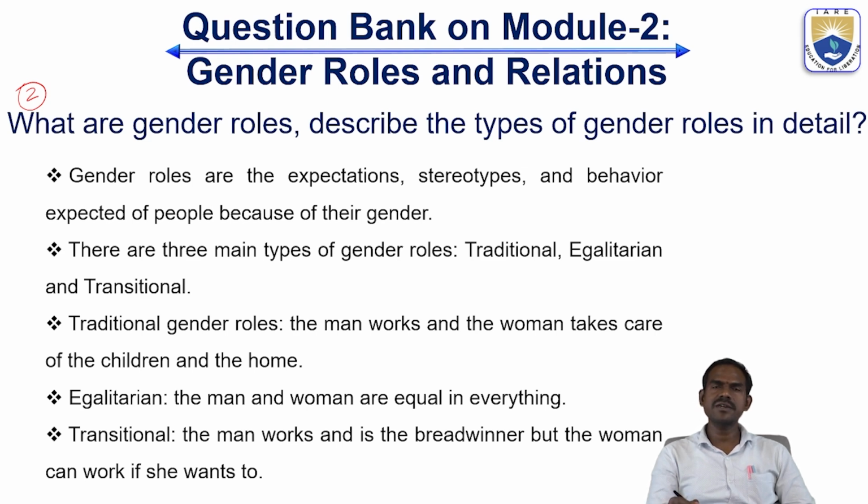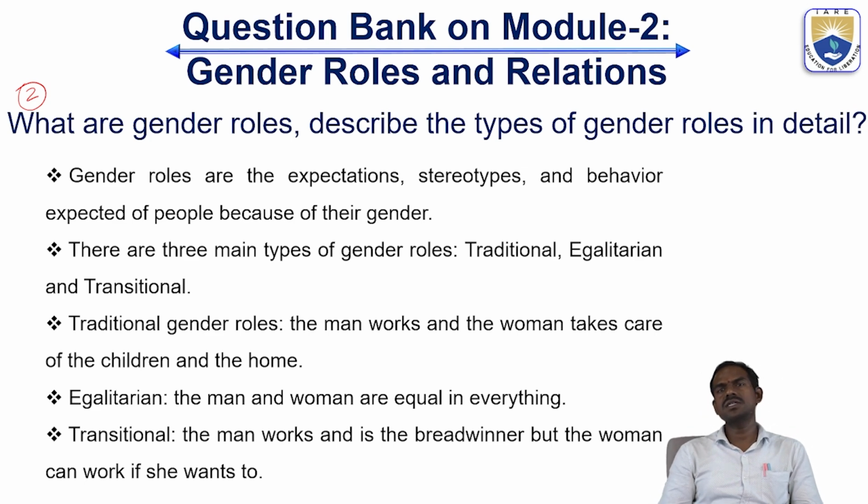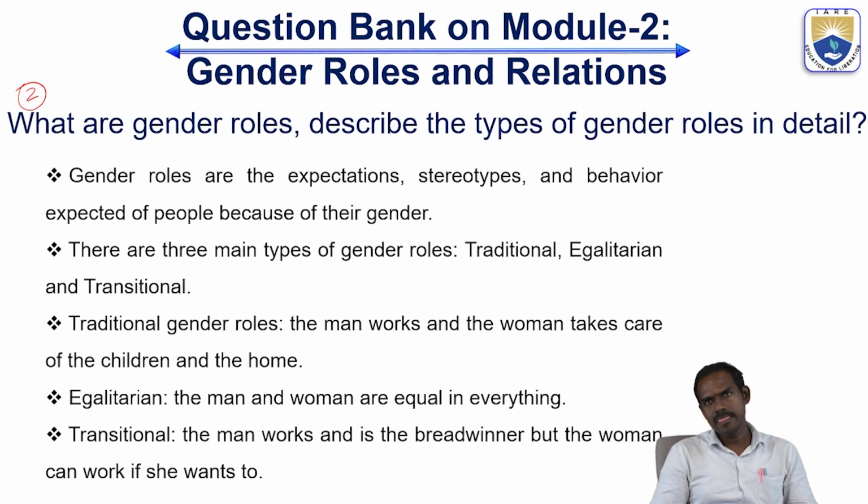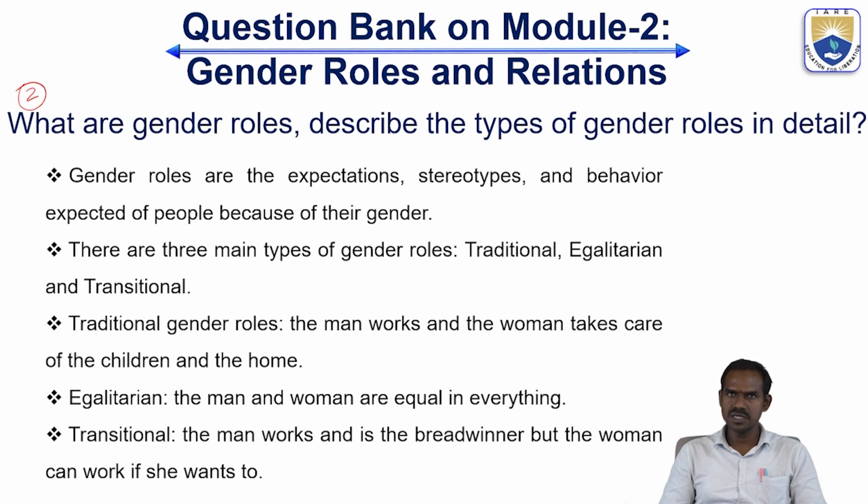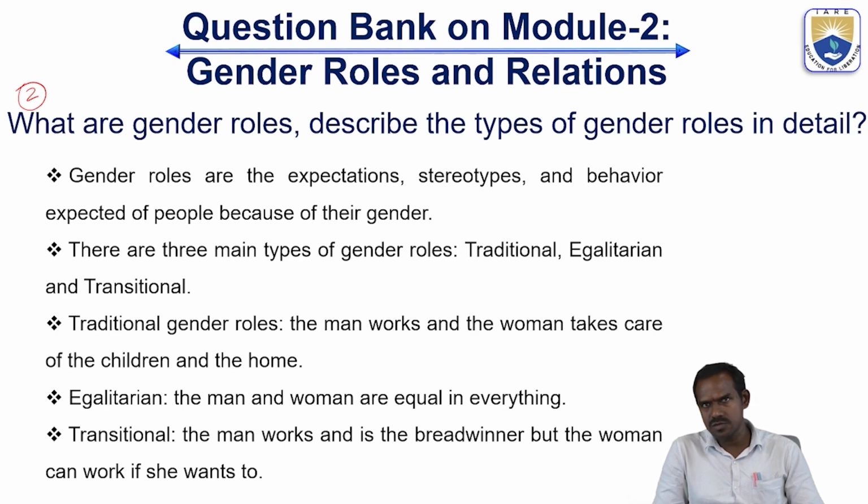Okay. So, the first type of gender roles is traditional gender roles. Here the man works and the woman takes care of the children and the home. So, which kind of gender roles are considered traditional gender roles? Where the man works and the woman takes care of the child and the home. So these type of gender roles are considered traditional gender roles.